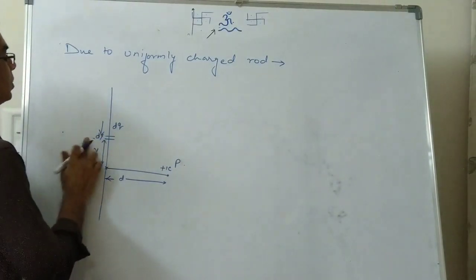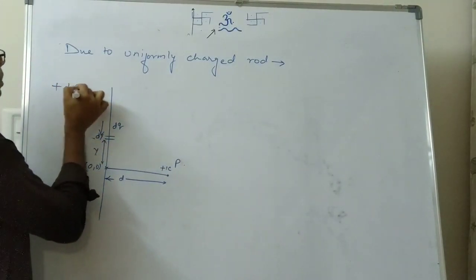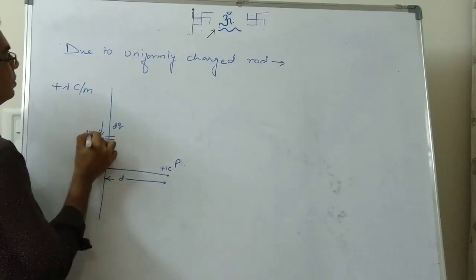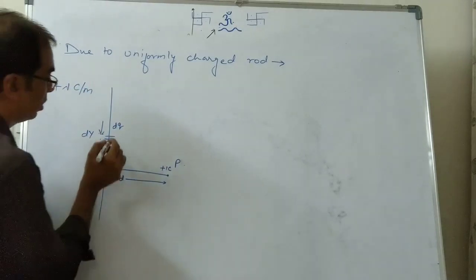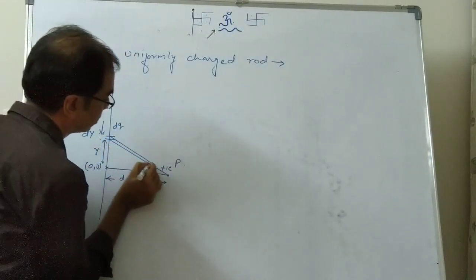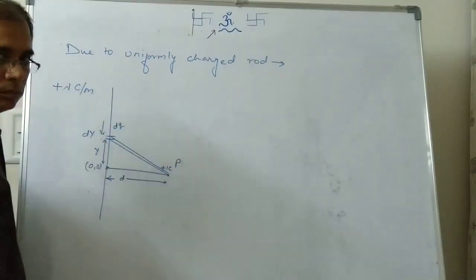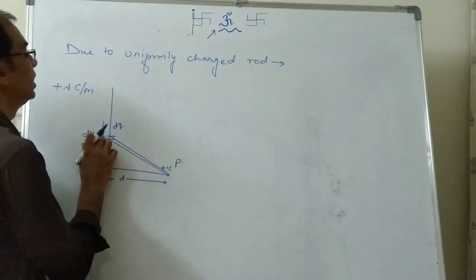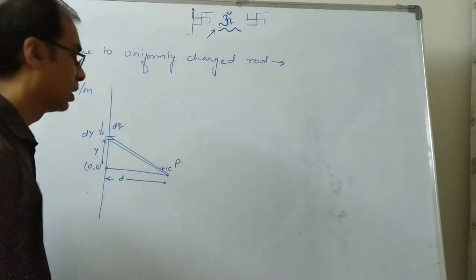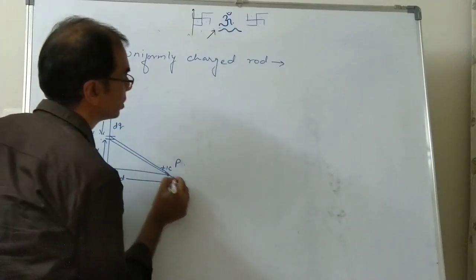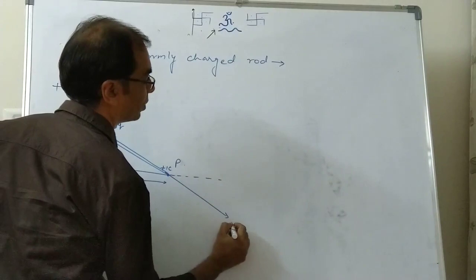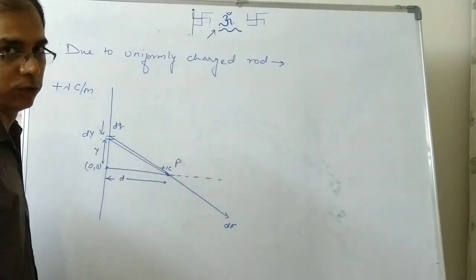Plus lambda coulomb per meter, I'll write over here. So this becomes lambda dy. Let's join this now, and join this segment also, like this. Now because of this dq element, on plus 1 coulomb, attraction force or repulsive force? Repulsive force. So it will be in this direction. This is dF.